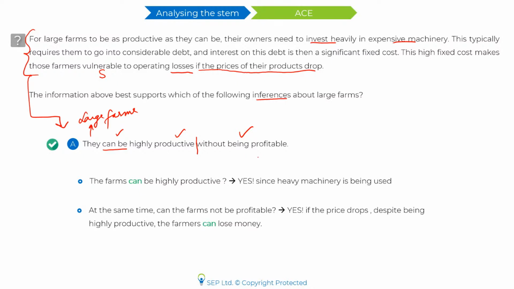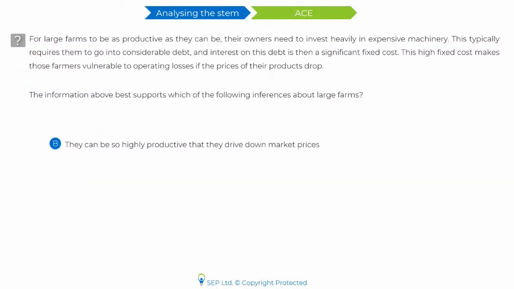Now, here I'm marking it as correct, but in the exam, if I were solving it, I would put it on hold. I will never mark an answer as correct without properly eliminating all the other choices. Okay, so here I go. They can be so highly productive. All right, let me hold on to that.